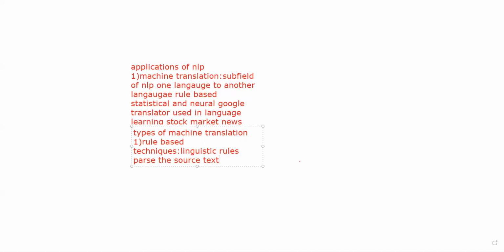Transfer-based machine translation. Analysis, next transfer, synthesis. These are rule-based techniques. A transfer-based machine translation system has three components: analysis to produce the source language structure, and transfer of the source language representation to a target level representation.